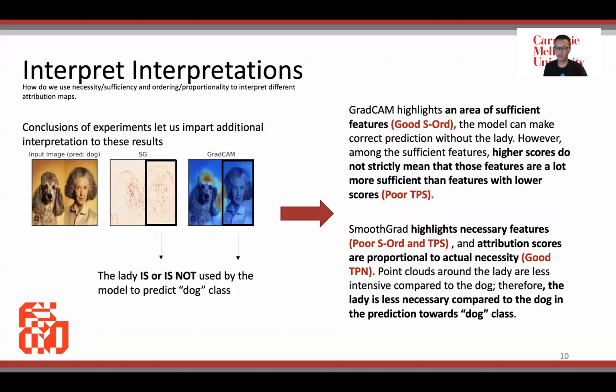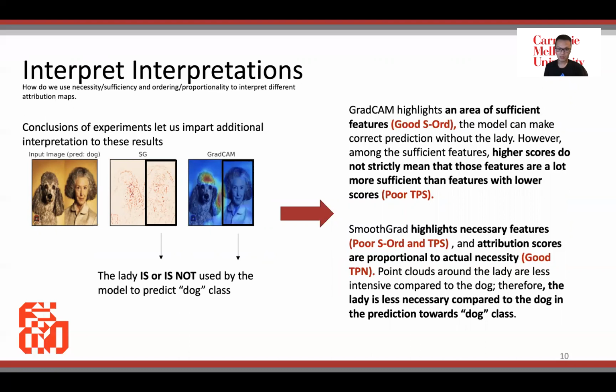Finally, we end our presentation by answering the question from the very beginning. With our experiment, we impart additional interpretations to these 2 attribution maps. Grad-CAM highlights an area of sufficient features. The model can make a correct prediction without the lady. However, among the sufficient features, higher scores do not strictly mean that those features are a lot more sufficient than features with lower scores. Therefore, the ears and the head are not necessarily equally important.